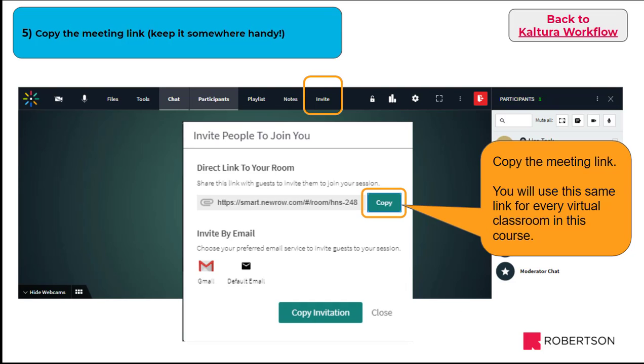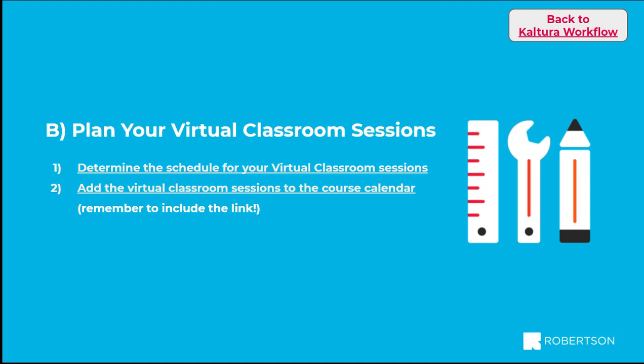Now that your room is set up, the next step is to click Invite and copy the meeting link. Keep this meeting link handy, because you will use the same link for every virtual classroom in this course. The link is permanent to the course. So you've now prepared your virtual classroom. The next step is to plan your sessions.